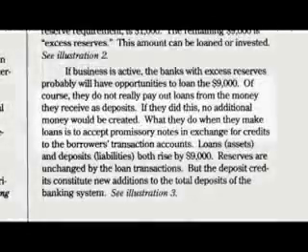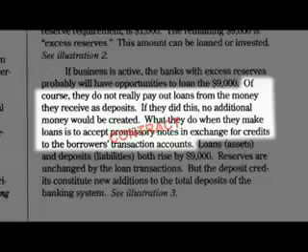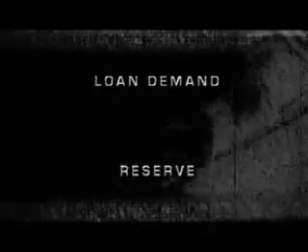As stated in Modern Money Mechanics, of course they, the banks, do not really pay out loans from the money they receive as deposits. If they did this, no additional money would be created. What they do when they make loans is to accept promissory notes, loan contracts, in exchange for credits, money, to the borrower's transaction accounts. In other words, the $9 billion can be created out of nothing simply because there is a demand for such a loan, and that there is a $10 billion deposit to satisfy the reserve requirements.